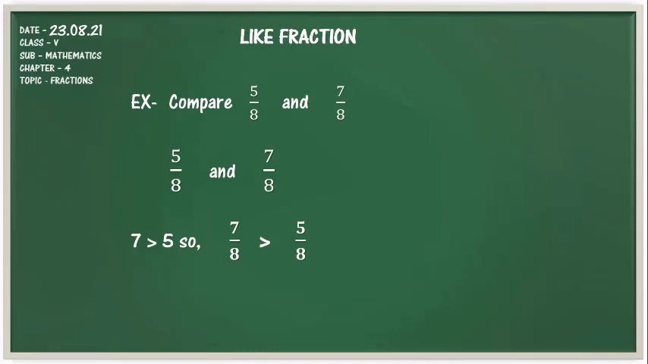So here we can see that 7 by 8 has the greater numerator, which is 7. So we can see that 7 is greater than 5. Therefore, the fraction 7 by 8 is greater than the fraction 5 by 8.